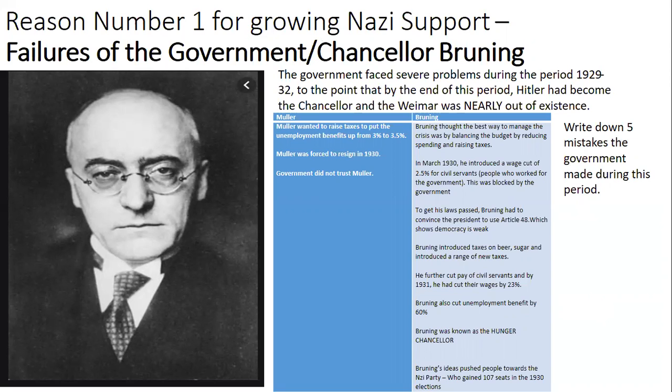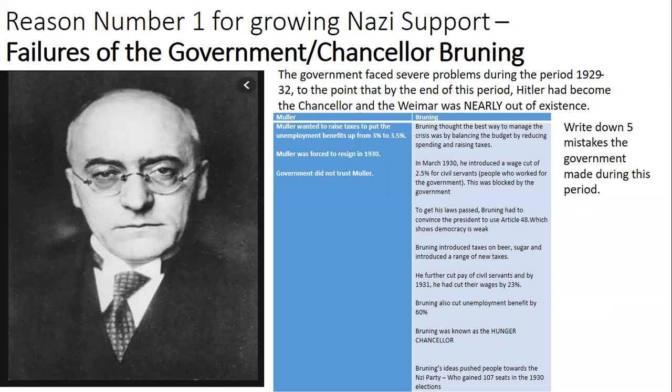And next to each of the mistakes, you want to explain how that would help the Nazis in the long run. So firstly, Müller wanted to raise taxes and put the unemployment benefit up from 3 to 3.5%. So taxes were going to pay for the unemployment benefit. Müller was actually forced to resign in 1930 because the government didn't trust Müller. He's not a significantly important part in this argument.